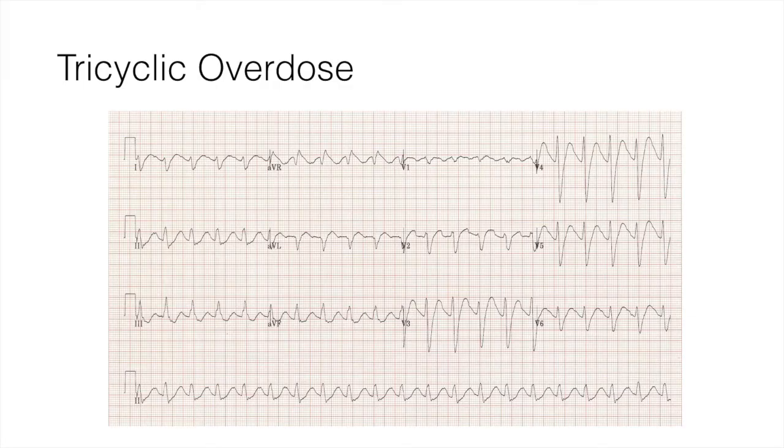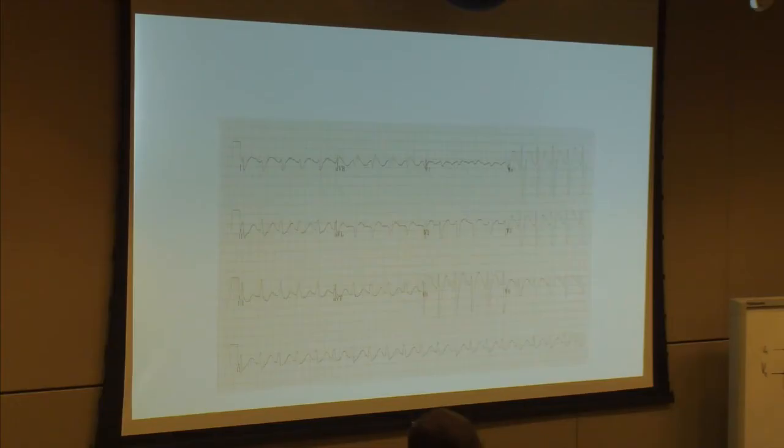So here we go. When I look at this, I think to myself, what is that? It's a wide complex rhythm. Does it fit classically into a left bundle or right bundle? You could argue that maybe this looks left bundle-ish, but I would say it's kind of slow on the front end for a left bundle branch block.